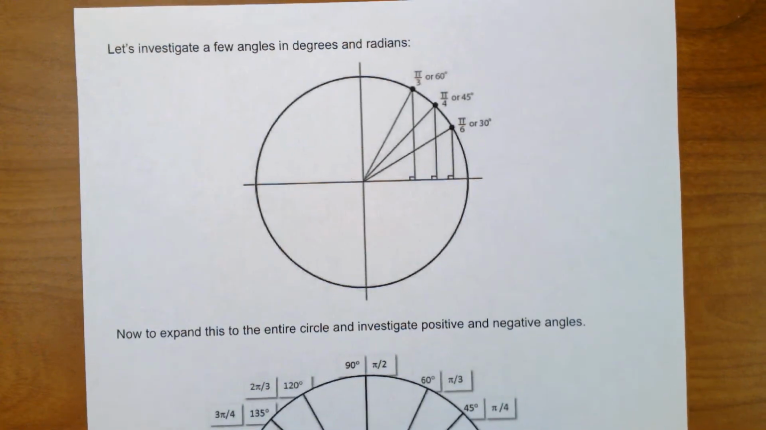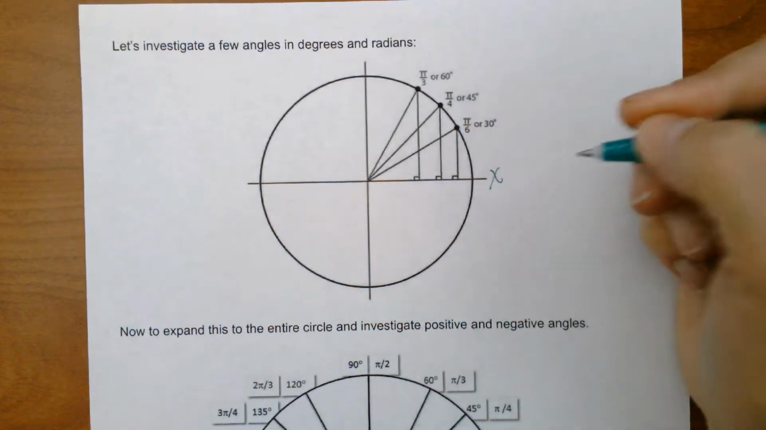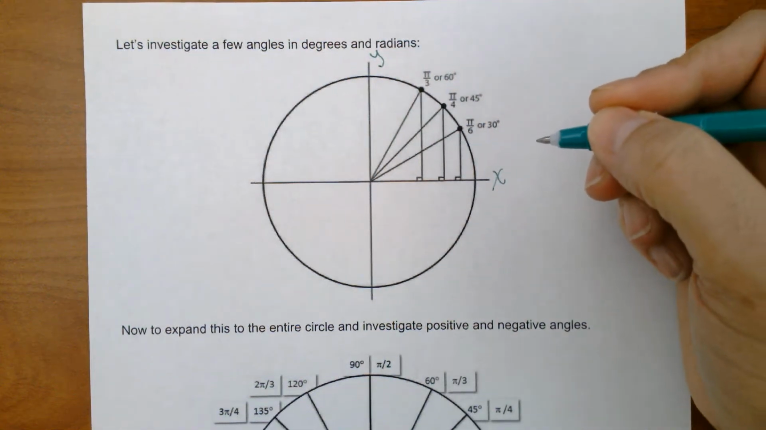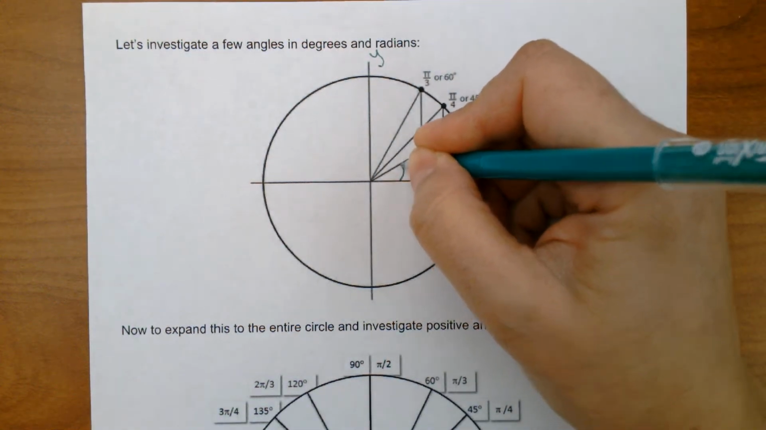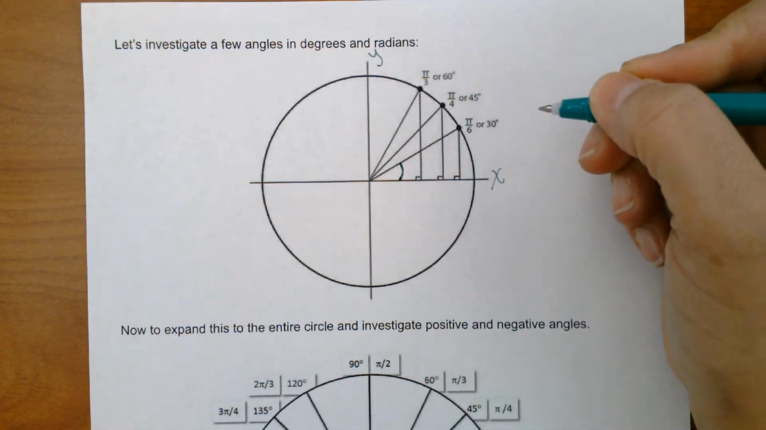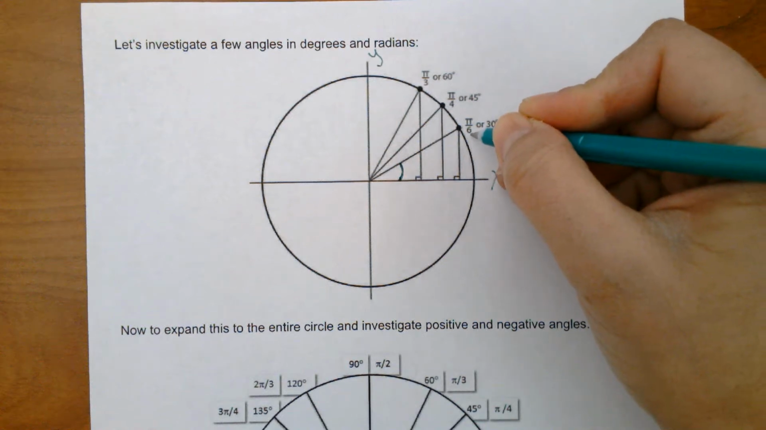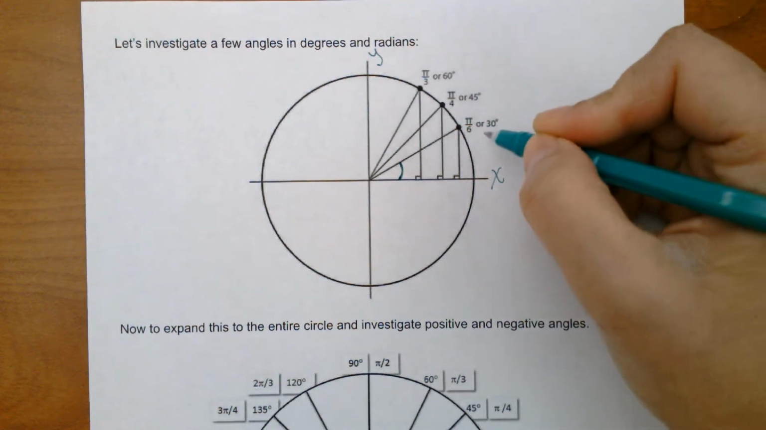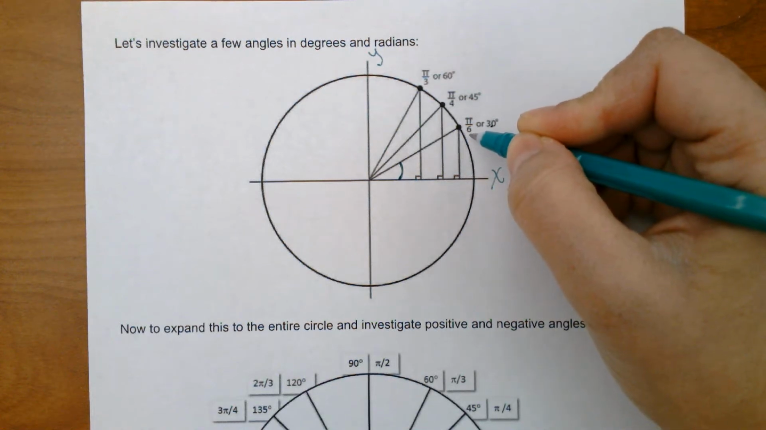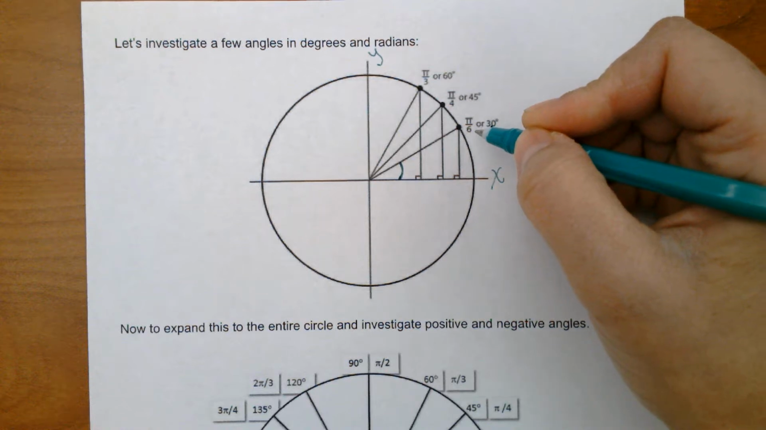Okay, let's keep exploring. Let's investigate a few angles in degrees and radians. So when we start on the positive x-axis here, working our way counterclockwise, from here to here, this is going to be 30 degrees. So this angle right here is 30 degrees. In pi radians, it's pi over 6. I want you to notice something. This 30 degrees, 30 here, 6 here, it's always going to have the 6 in the denominator. Pretty cool.